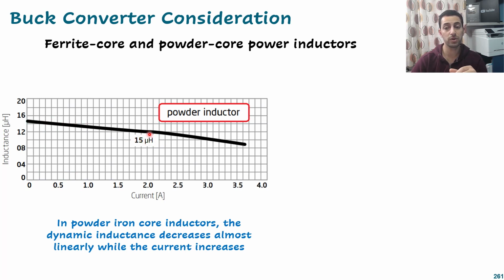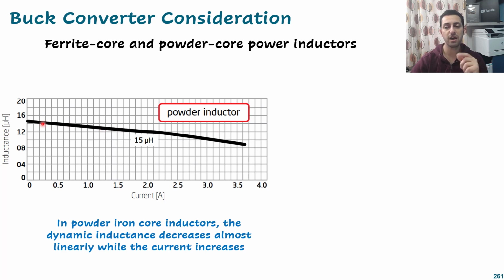So the inductance here will start to drop if I increase the current. And that's a very important thing that you need to consider in your design. If you want to select an inductor from the market, you have to look at the value of your output current and how much drop you have in your inductance. In a powder or iron core, because powder means iron, the dynamic inductance decreases almost linearly while the current increases, and you have seen that from here.